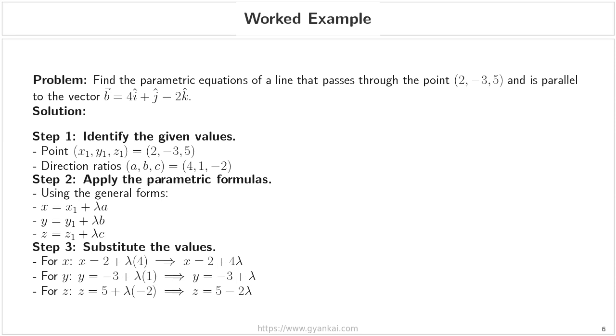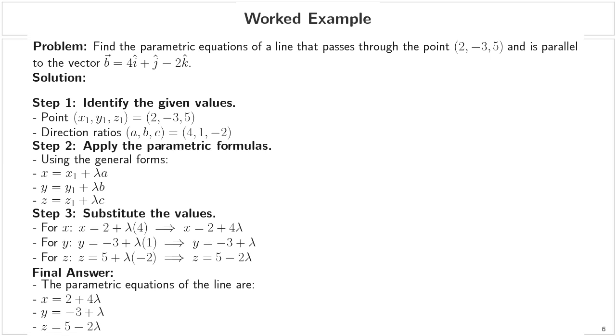For the y-coordinate, we substitute -3 and 1, resulting in y equals -3 plus lambda. And finally, for the z-coordinate, we use 5 and -2, which simplifies to z equals 5 minus 2 lambda. So, our final answer is: the parametric equations of the line are x equals 2 plus 4 lambda, y equals -3 plus lambda, and z equals 5 minus 2 lambda.